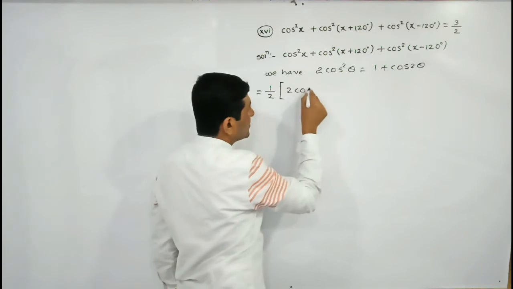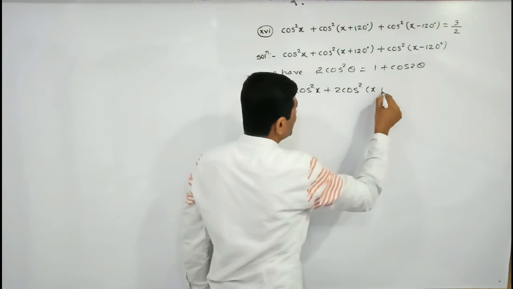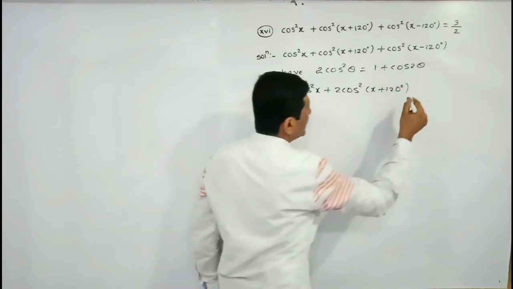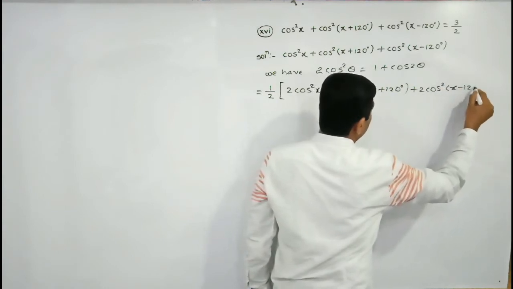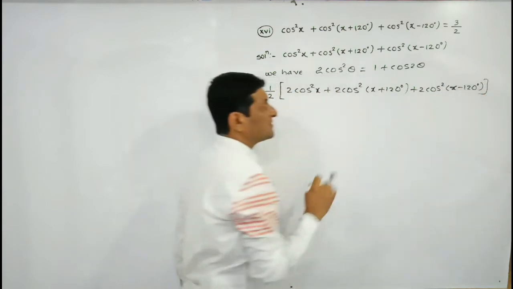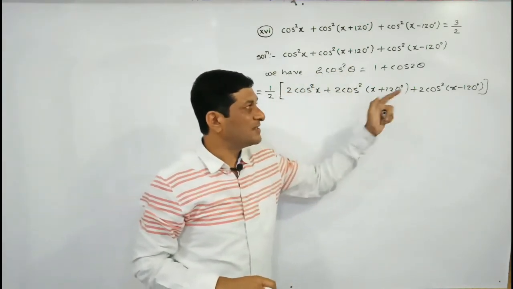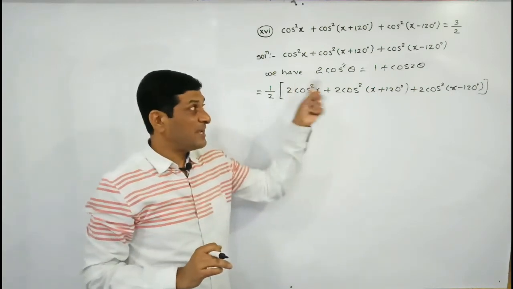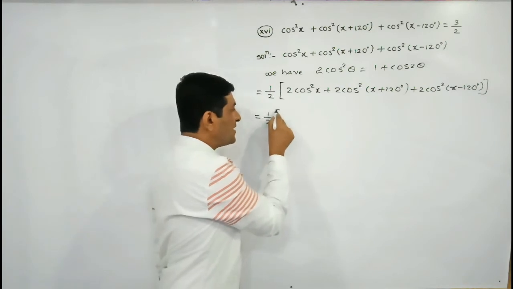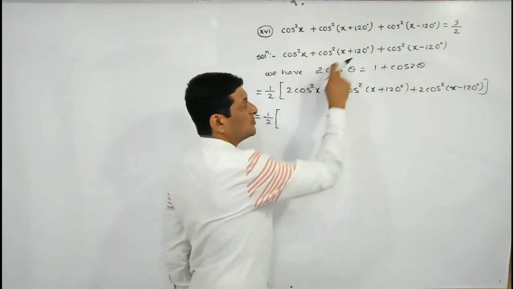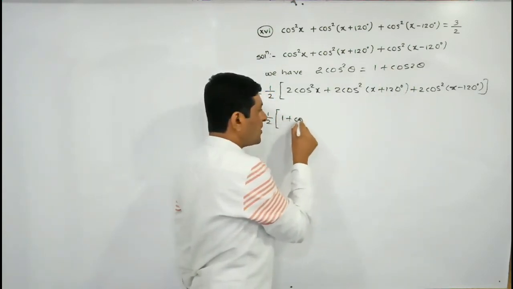So 2 cos square x plus 2 cos square x plus 120 degrees plus 2 cos square x minus 120 degree. Just I am trying to arrange the terms in the form of this formula, 2 cos square theta. So now all the terms are in the form of 2 cos square theta. So we are able to apply this double angle formula. According to this double angle formula, what will be the value of the first term? 2 cos square x. So 2 cos square theta is 1 plus cos 2 theta. So its value is 1 plus cos 2 theta.